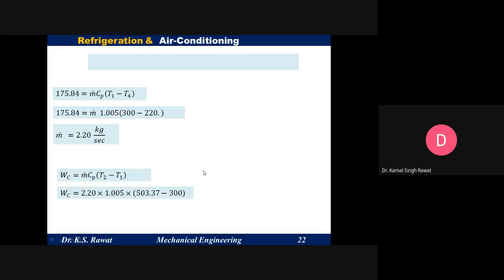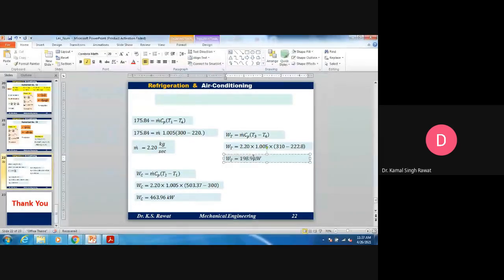So now tell me the compression work. What is the value of compression work? Sir, 448.22 kilowatt. Confirm it.